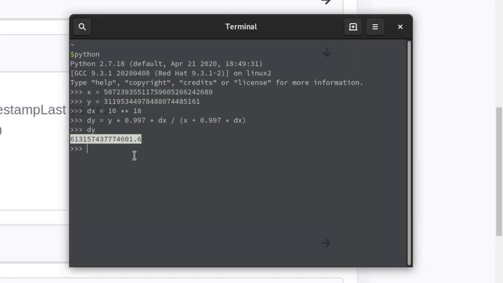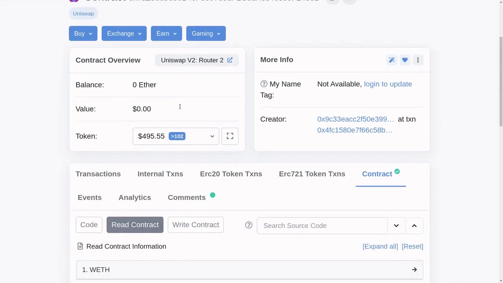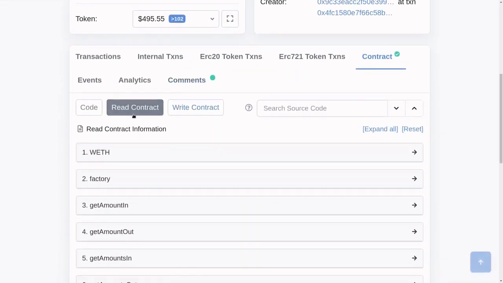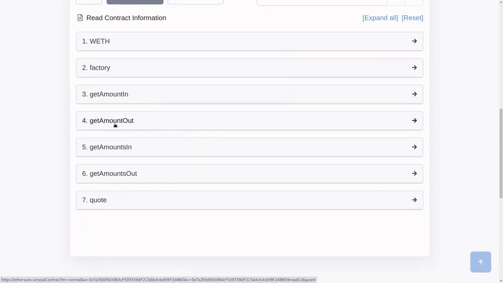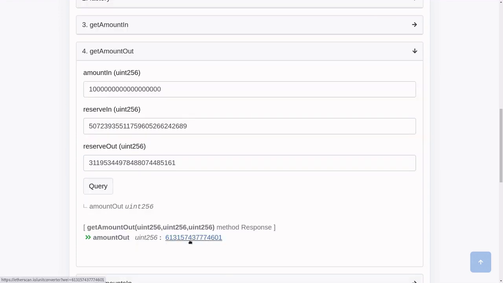Let's check this value against Uniswap. And we can check the value using Uniswap V2 router. And so I'm going to scroll down and make sure that I'm in read contract. And I am looking for a function called getAmountOut. For amount in, I pasted in the amount of dx that we assigned. Reserve in is equal to x, reserve out is equal to y. And I'll hit query. And that is the amount dy that Uniswap gives us back.